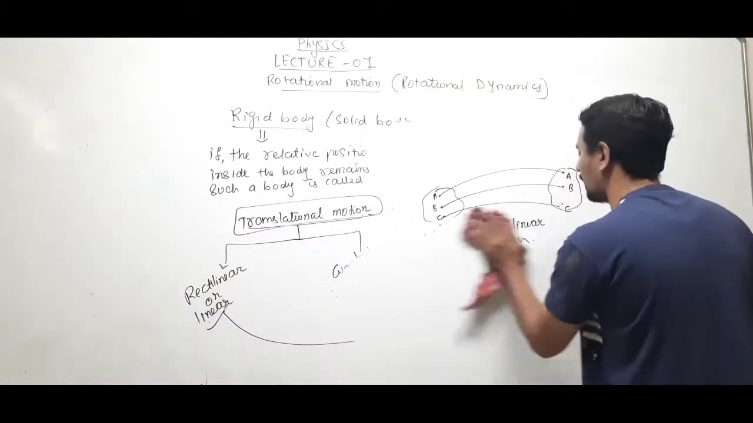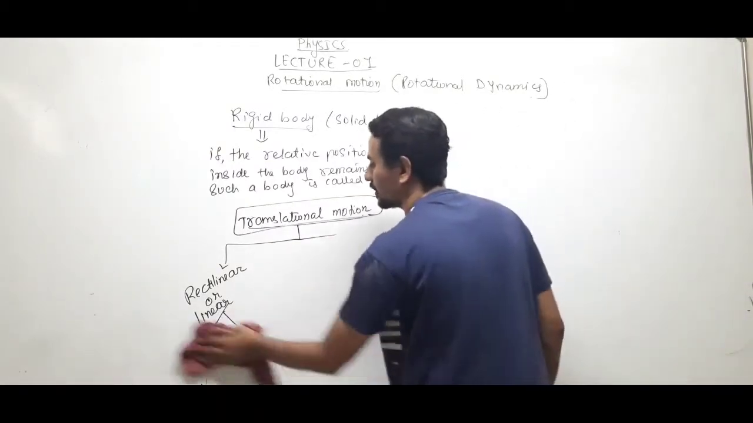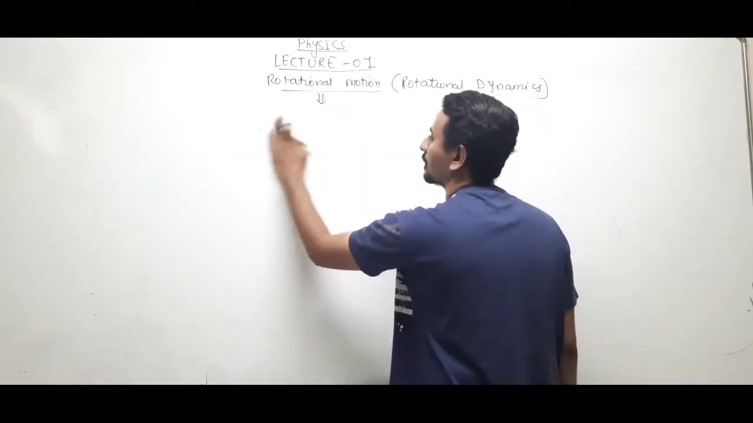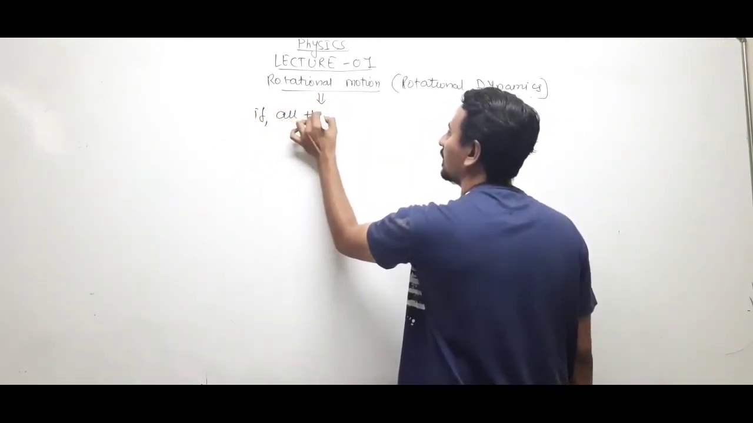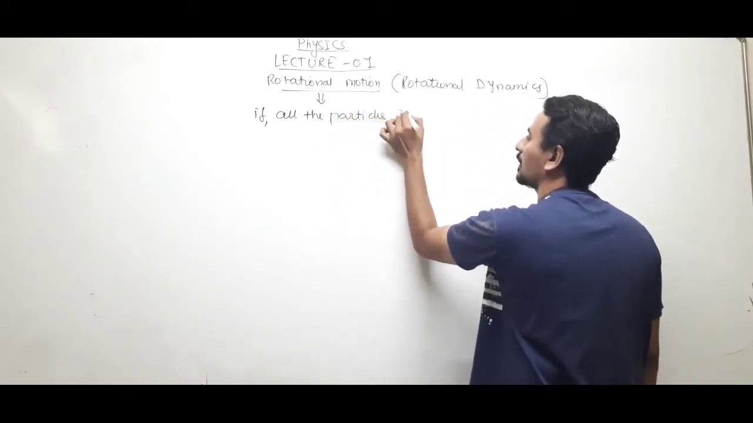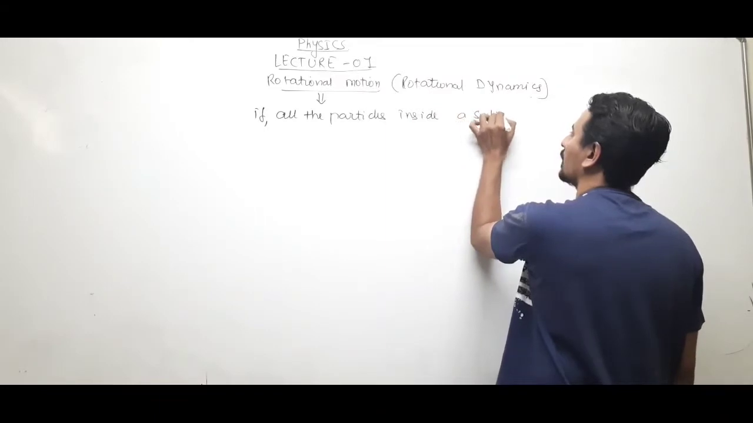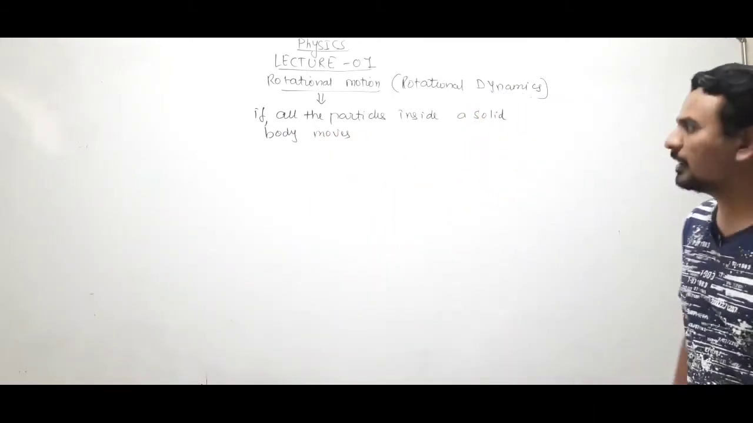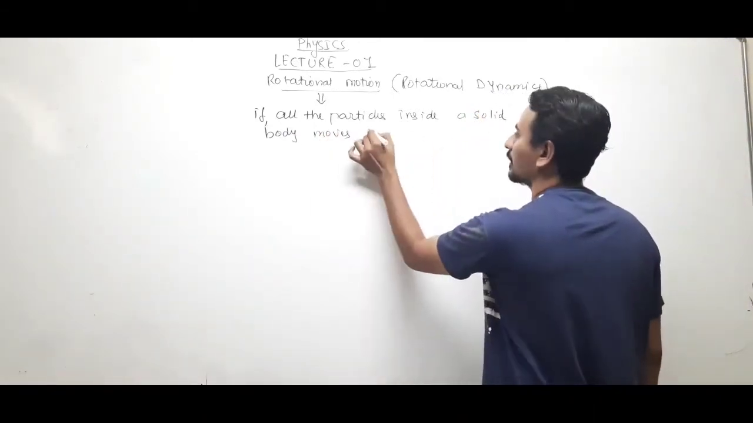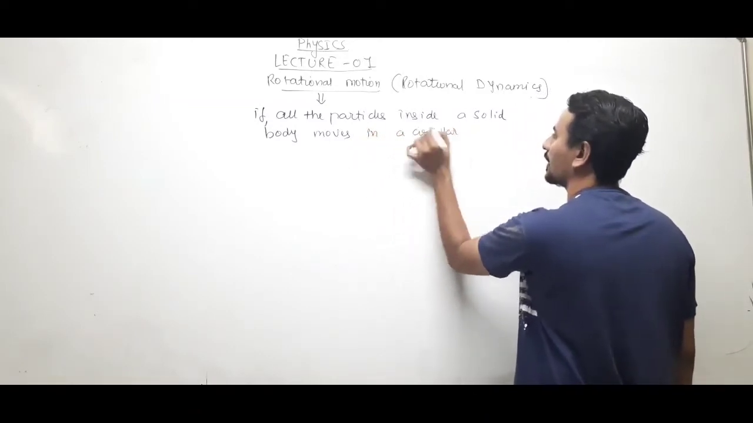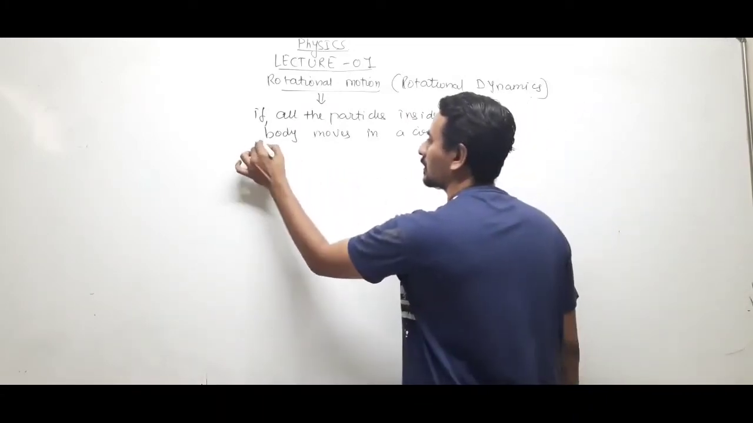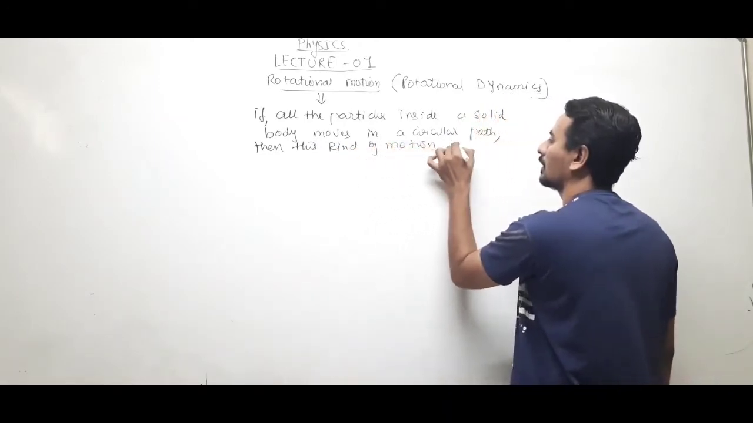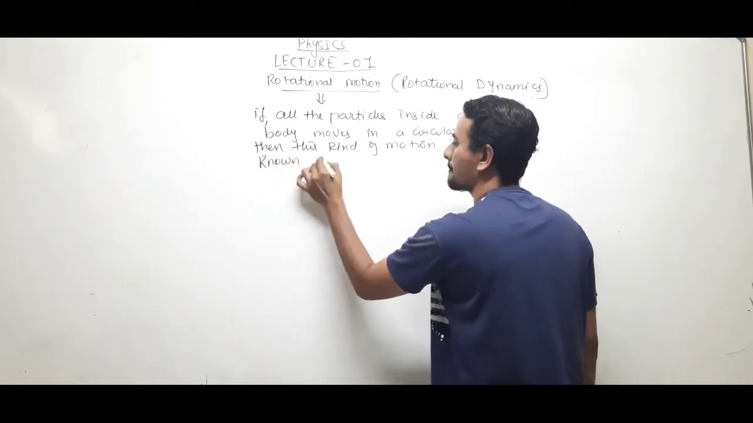what is rotational motion? Rotational motion means if all the particles inside a solid body move in a circular path, then this kind of motion is known as rotational motion.